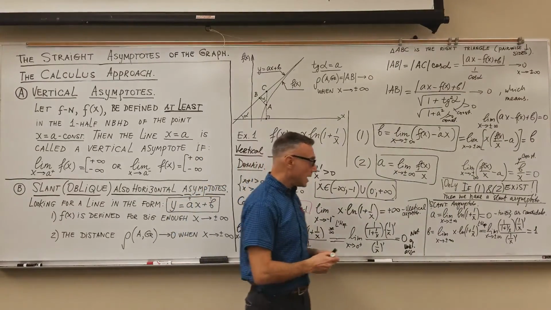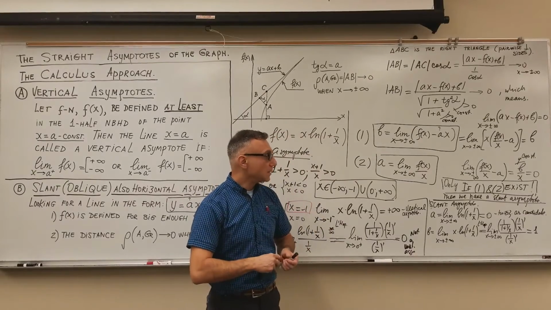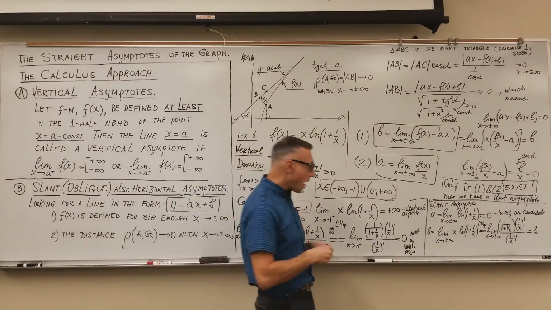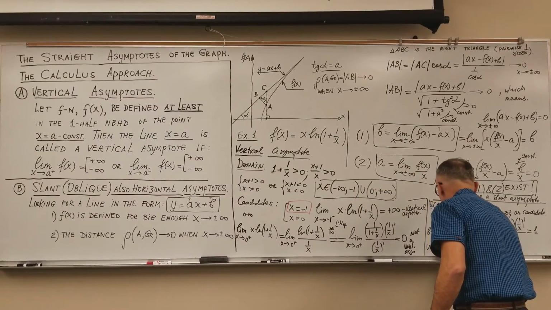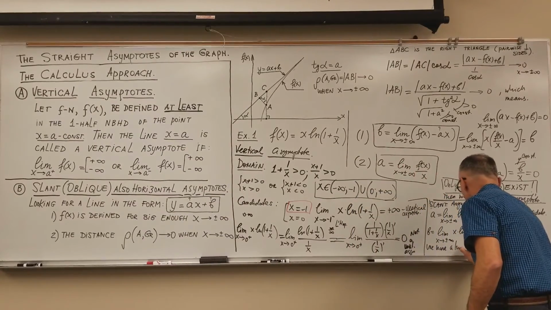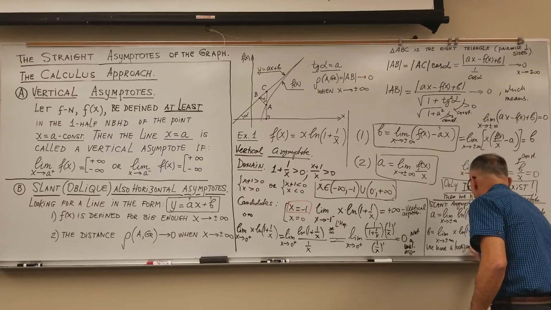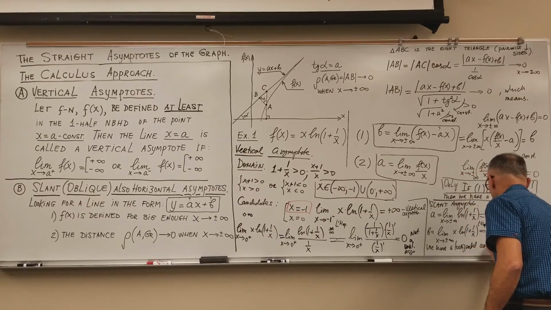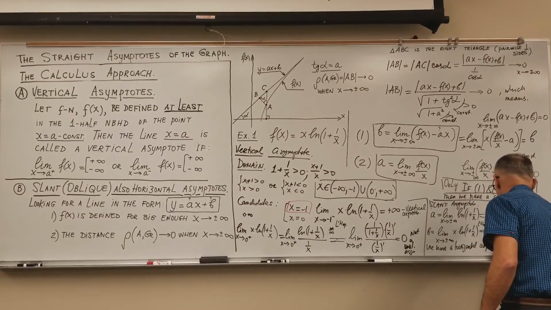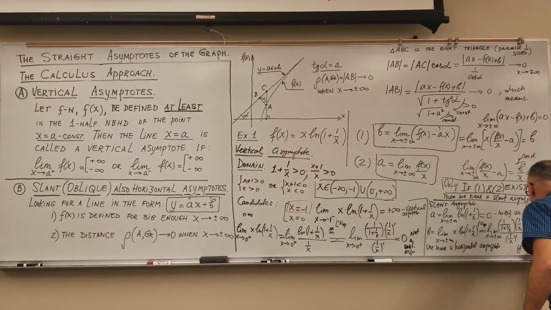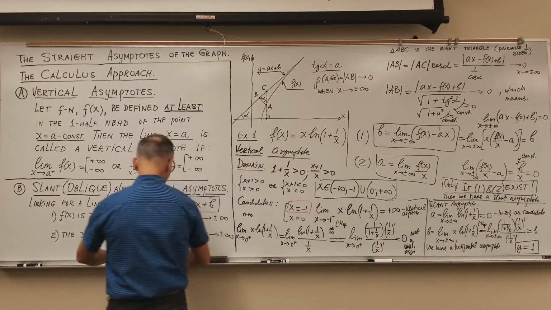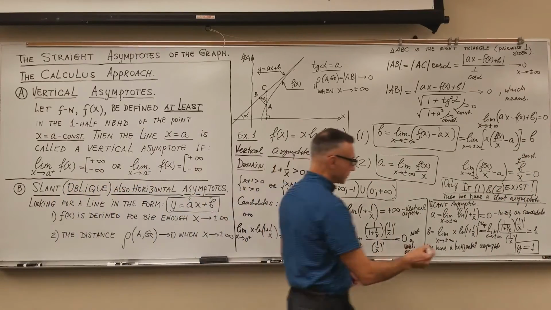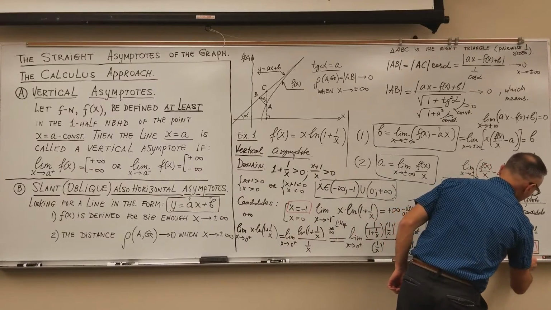slant asymptote, and actually, in this case, it turns out to be a horizontal asymptote. So we have a horizontal asymptote. Y is equal to 1. That is the equation of the horizontal asymptote. Let me just summarize it here.